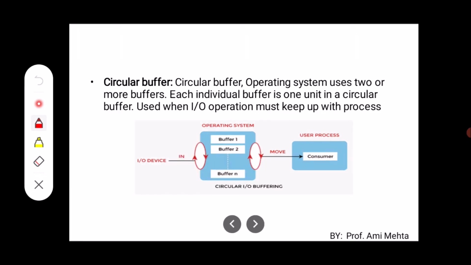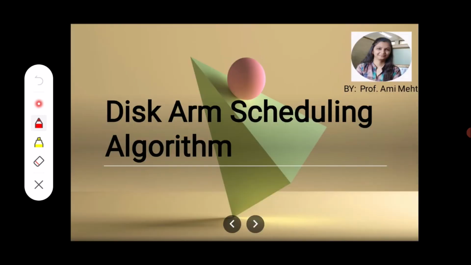Now the next one is circular buffer. The operating system uses two or more buffers. Each individual buffer is one unit in a circular buffer. So this works as one unit, used when I/O operation must keep up with the process. So this is the concept of buffering: how single buffer, double buffer, and circular buffer are used by the operating system to handle processes and input-output devices.